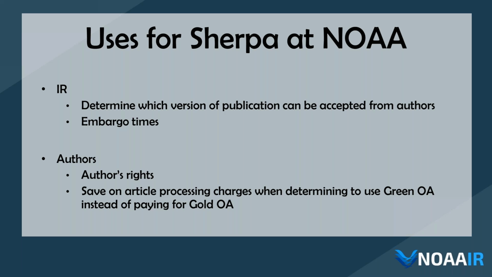So specifically, we at the institutional repository will use Sherpa Romeo to determine which version of publication we can accept from authors. When you submit a journal article to the repository, we'll look up that journal in Sherpa Romeo and see if we can use the published version or the accepted version. And often with that, it comes with an embargo period of time.